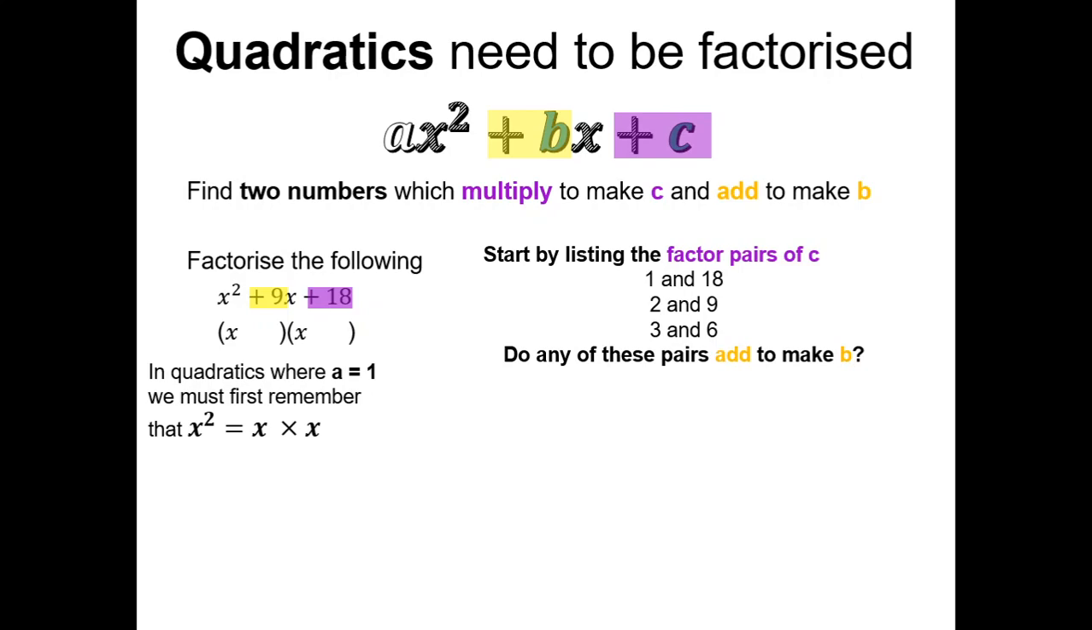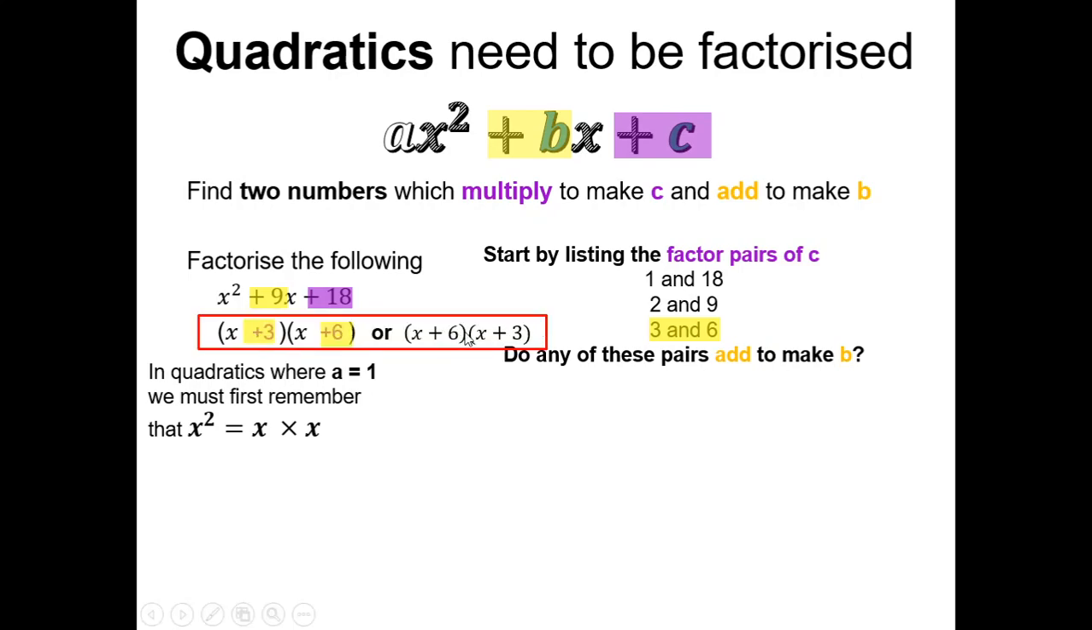So do any of those pairs add to make b? Do any of those pairs add to make 9? 1 and 18 is 19, 2 and 9 is 11, 3 and 6, that makes 9. So those are my pairs of values. The sign is important. So when I put them in the brackets, I'm going to put positive 3 and positive 6.